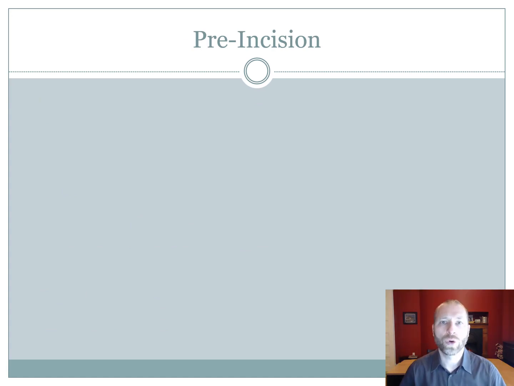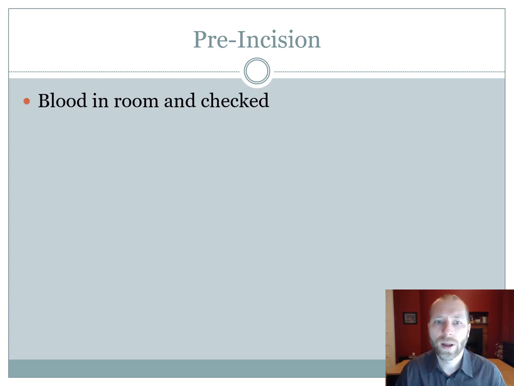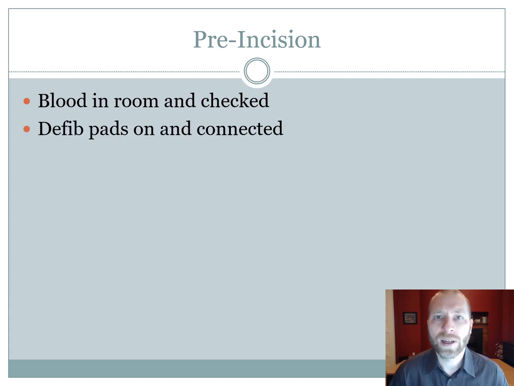Once you have planned to do a redo sternotomy for somebody, there are a few extra steps that you must take prior to doing that skin incision over what you would normally do for a first-time cardiac surgery. Number one, make sure that you have blood in the room and checked. You may need a lot of packed red blood cells very quickly, and it's best to have them all checked and ready to go before you start the incision. You want to have defibrillator pads on the patient and connected to a defibrillator, or at least have the defibrillator very close by along with somebody who knows how to use it.